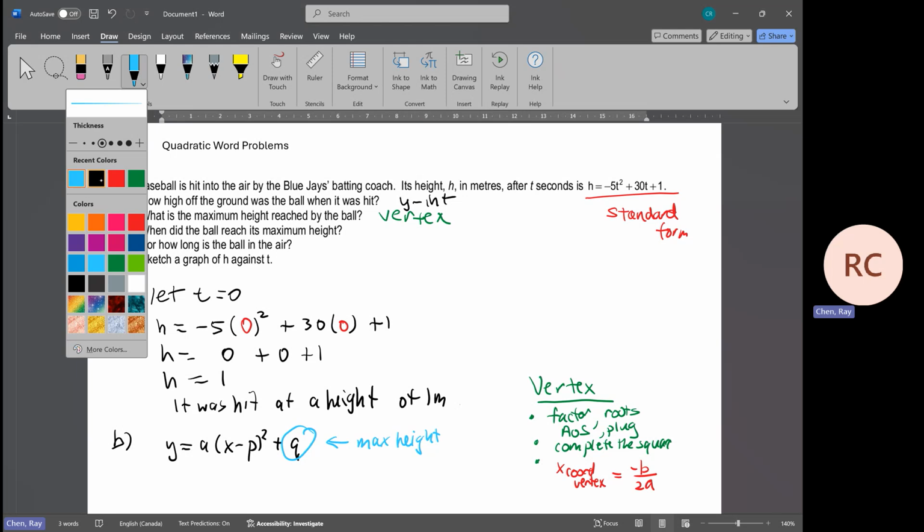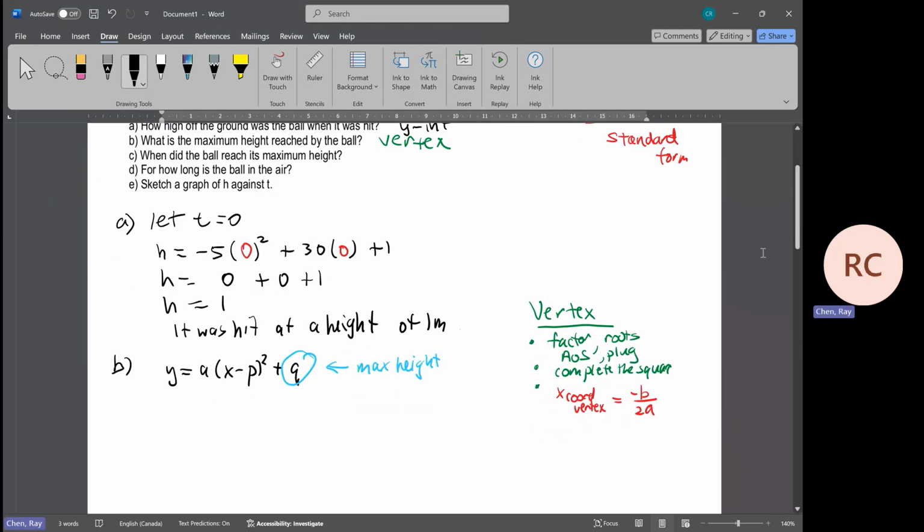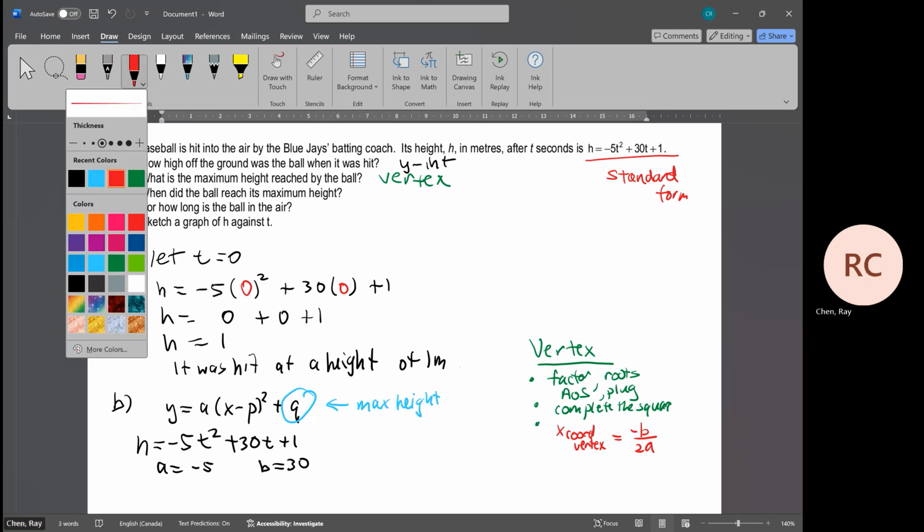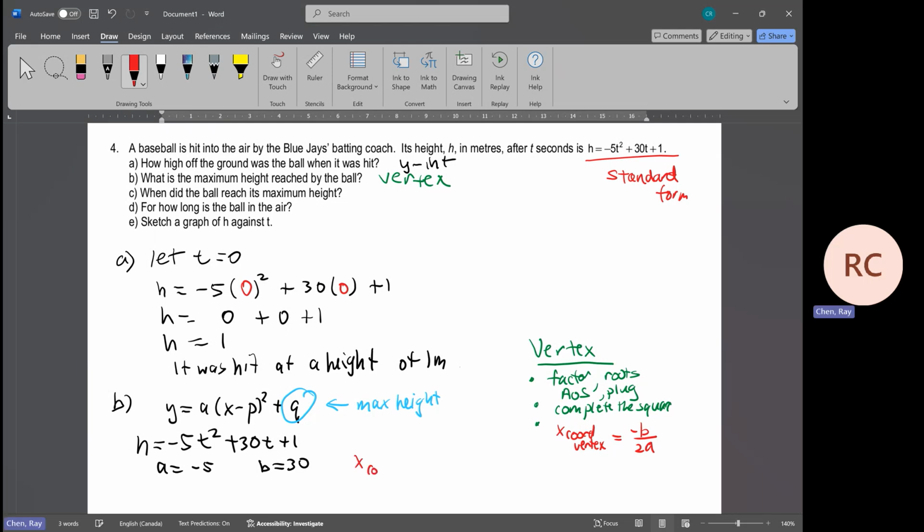But of course, we're looking at the original equation, and I'll rewrite it so people can see it. Let me move down the screen. So the equation was h is equal to negative 5t squared plus 30t plus 1. The a value is negative 5, and the b value is 30. Using that equation that you see in the red to the right of our screen, we will find the x coordinate. In this case, we're actually finding the t coordinate, which will be negative 30 over 2 times negative 5. This will yield, of course, negative 30 over negative 10, which will equal 3.